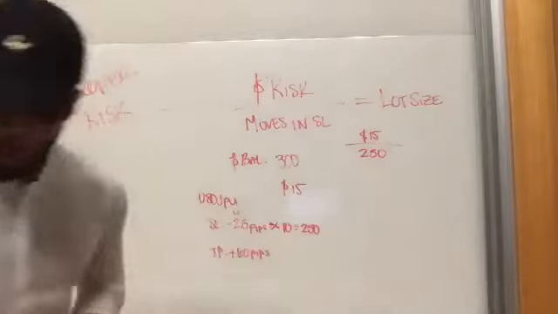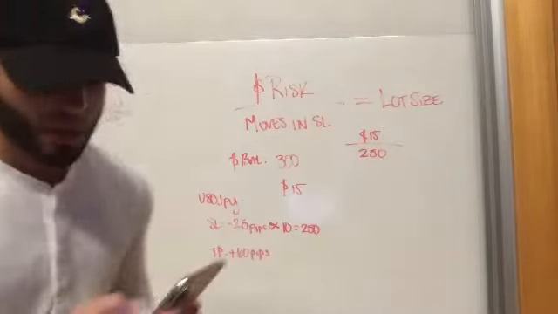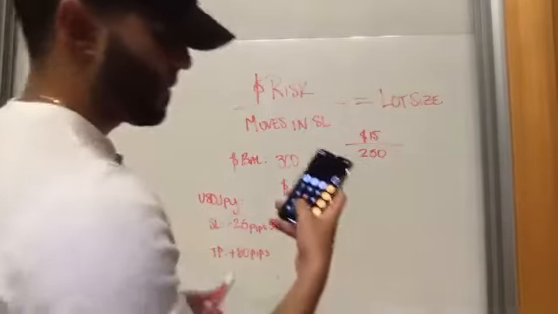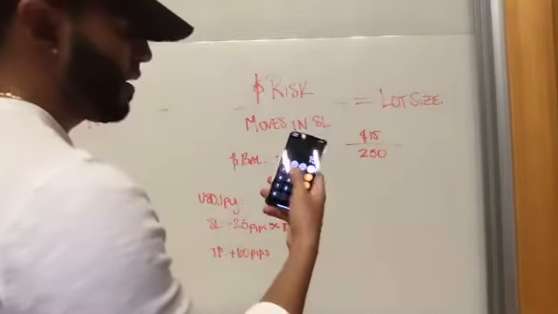So now, guys, what you want to do is have a handy dandy calculator out, and you can use your phone. You simply want to do this: 15 divided by 250.